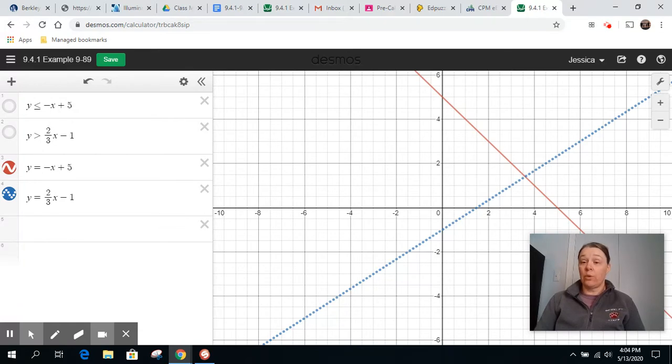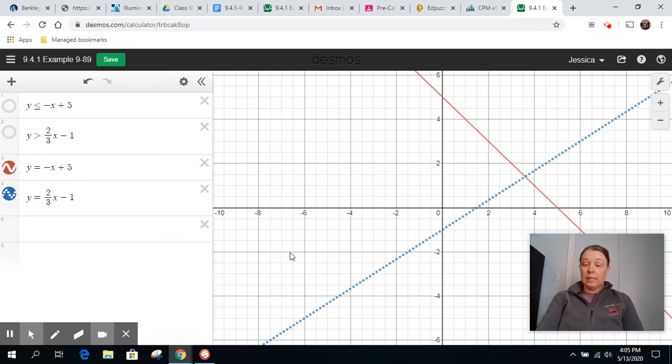Okay, so hopefully what you thought of was that we could test a point, because that's what we did last week, right? We tested a point not on the line and then decided, okay, if it was a solution, we shaded on that side. If it wasn't a solution, we shaded on the other side. So the idea is any point over here in this region would be a solution to both inequalities. That means it would make both inequalities true.